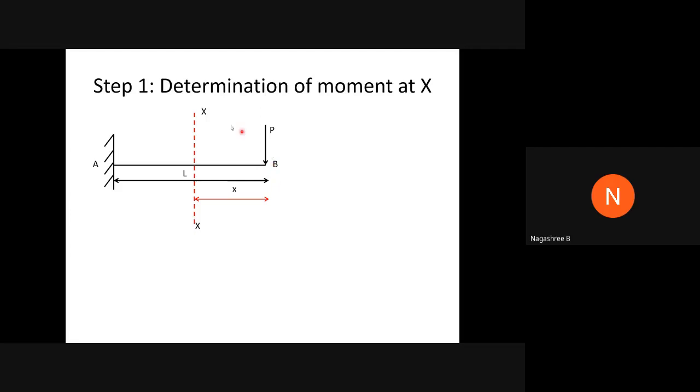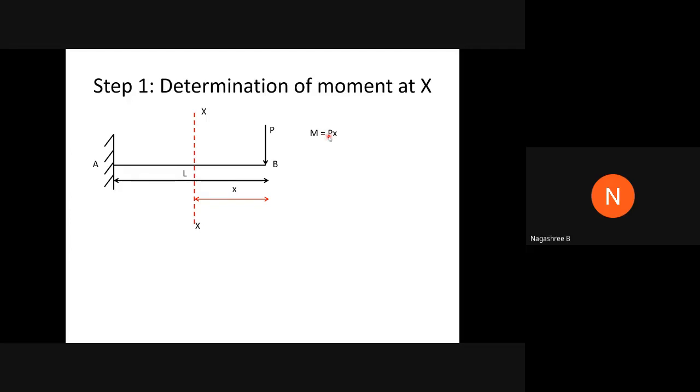Okay, so now I need to determine the moment due to the load P at the section XX. I know that moment is nothing but load into perpendicular distance. So here, M is equal to P into x. It is in the clockwise direction, hence it is considered to be negative. So you just make it a negative value over here.